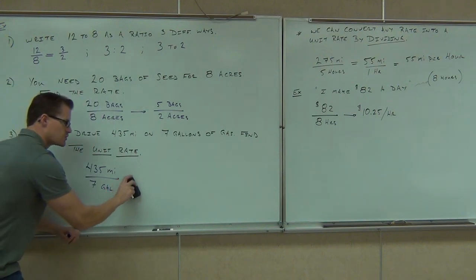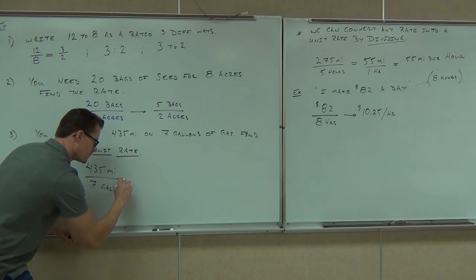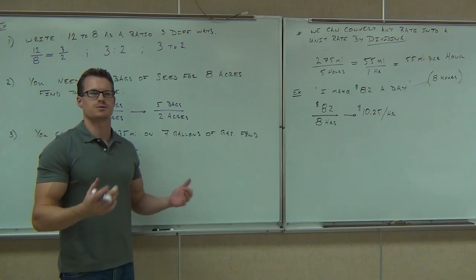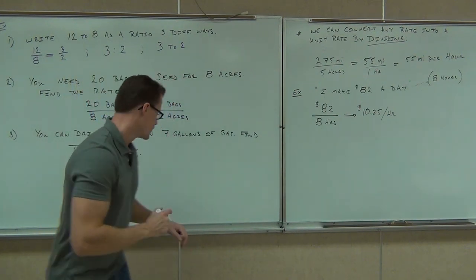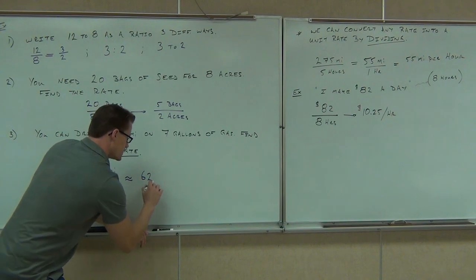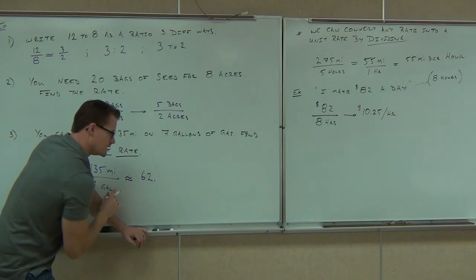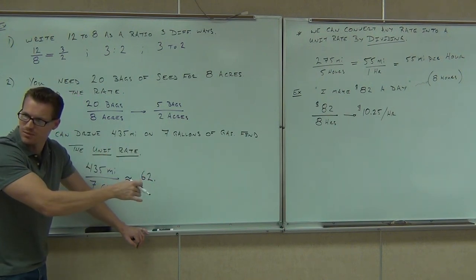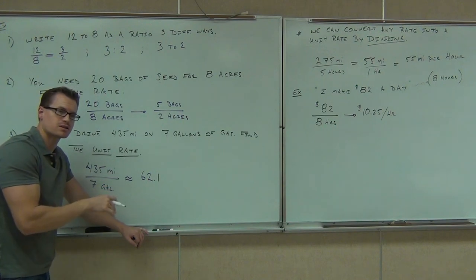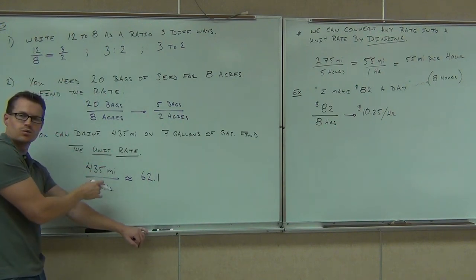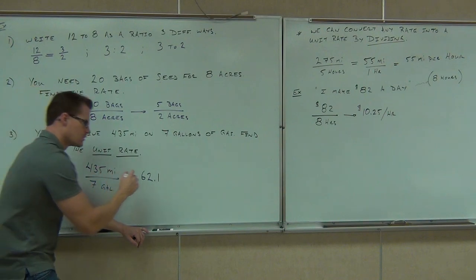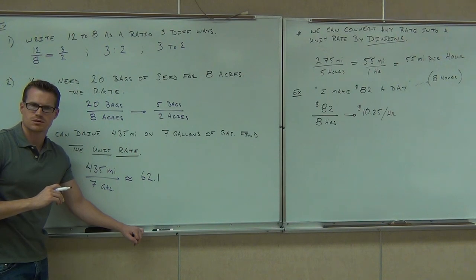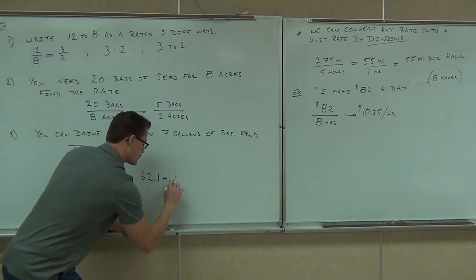62.1. By the way, if you ever have to round something, you use this symbol. It's a squiggly equal sign, and it means approximately. It says you round it. It says it's about 62 point, what's your calculator screen say after that? 1.4. So if you add the 1.4, you're going to round that, the 1 stays the same, you have 62.1. But do not forget your units. This is still, what are we talking about here? Miles per gallon. Is it 62.1 miles or 62.1 gallons? Miles. Okay. For every gallon.